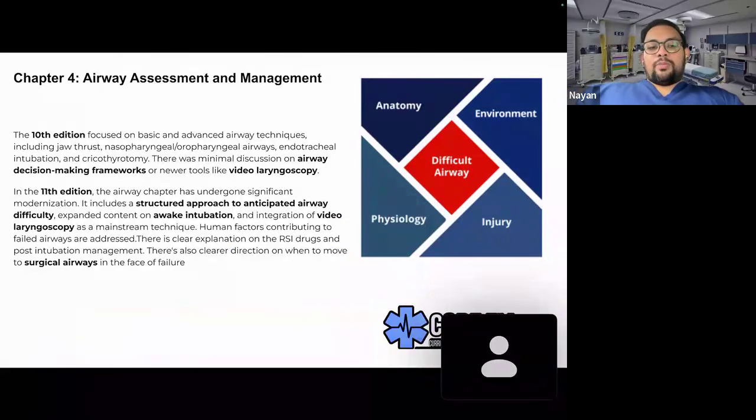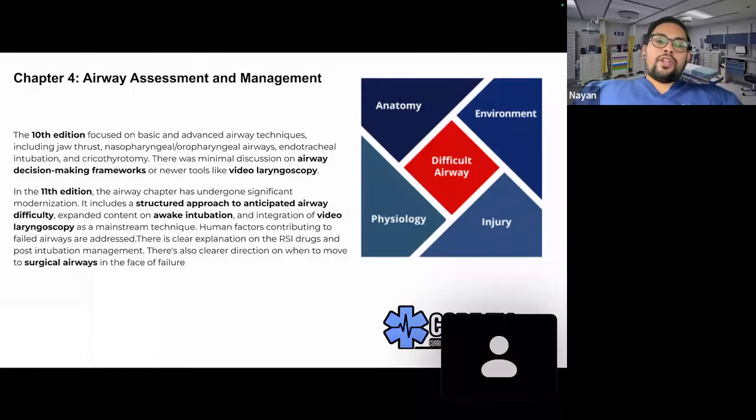In the airway assessment, previously, all techniques were there, all the methods of securing the airway were there. And there was a minimal decision-making framework and minimal discussion on video laryngoscopy. In the 11th edition, the airway chapter has undergone significant modernization and it has taken a structured approach to anticipating a difficult airway. So they have taken a large part of this from Rosen's textbook, I feel. They have taken the concept of awake intubation, failed airway, and video laryngoscopy use.